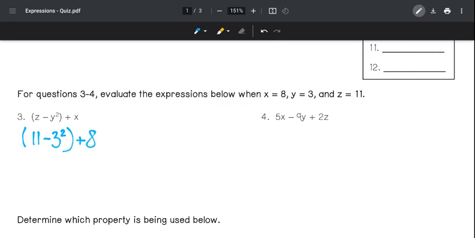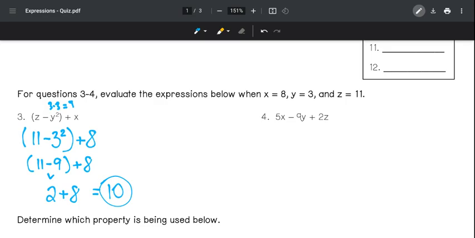Okay, so we need to solve our parentheses first, but within those parentheses we have an exponent. So 3 squared is really 3 times 3, which equals 9. So the subtraction problem is really just 11 minus 9 plus 8. Then we solve our subtraction in our parentheses, which is 2. We get 2 plus 8, and our final answer is 10.